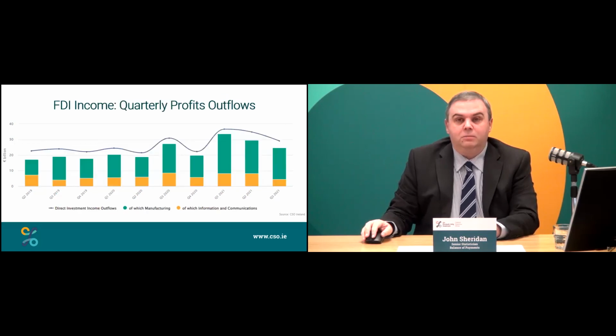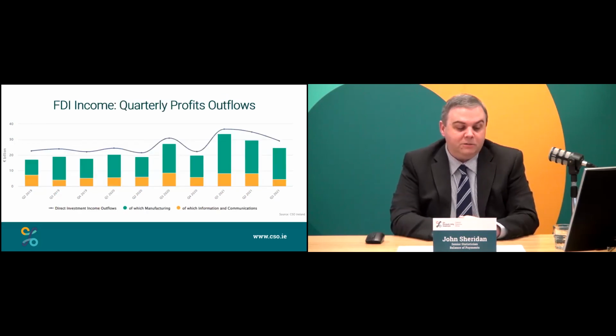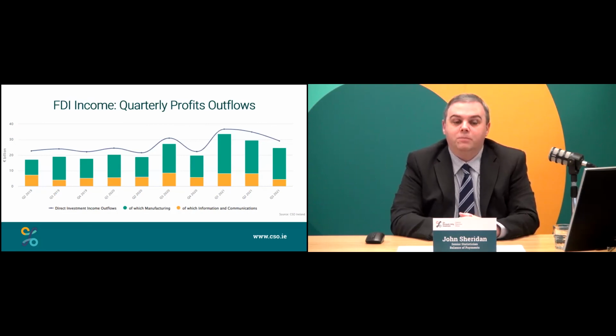Looking at how these split out by sector, we can see that quarter on quarter, there is a decrease in the manufacturing sector, which is down 1.1 billion. And there's a large decrease in the information and communication sector, down 3.8 billion, which is being driven by the increase in royalties imports in the sector.